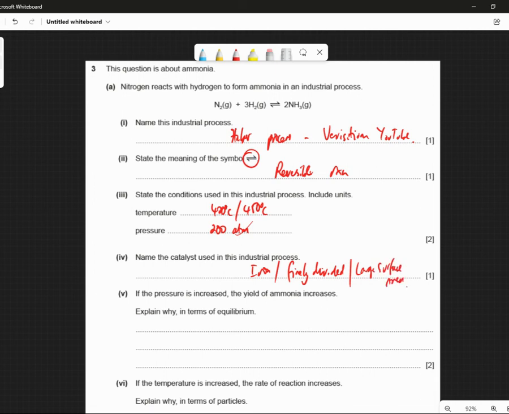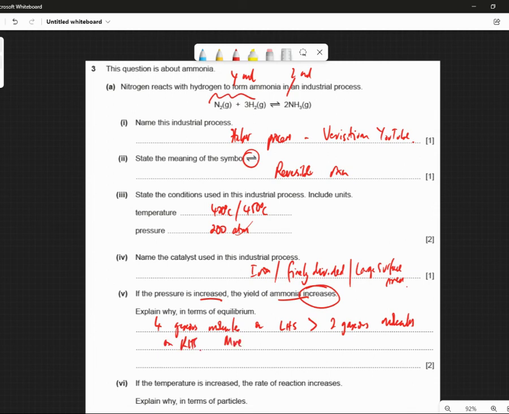Okay, there we go. If the pressure is increased, what happens to the yield? It increases. Why? Well, on the left-hand side, we have 4 gaseous molecules, or moles, if you like, which is greater than the 2 gaseous molecules on the right-hand side. So an increase in pressure shifts the equilibrium to where there are fewer gaseous molecules. That's why the yield increases. Equilibrium shifts to the right.